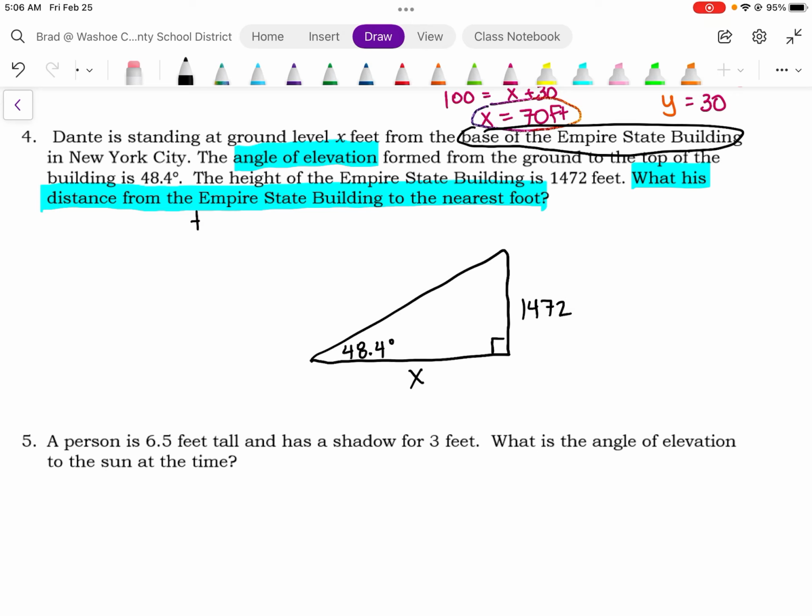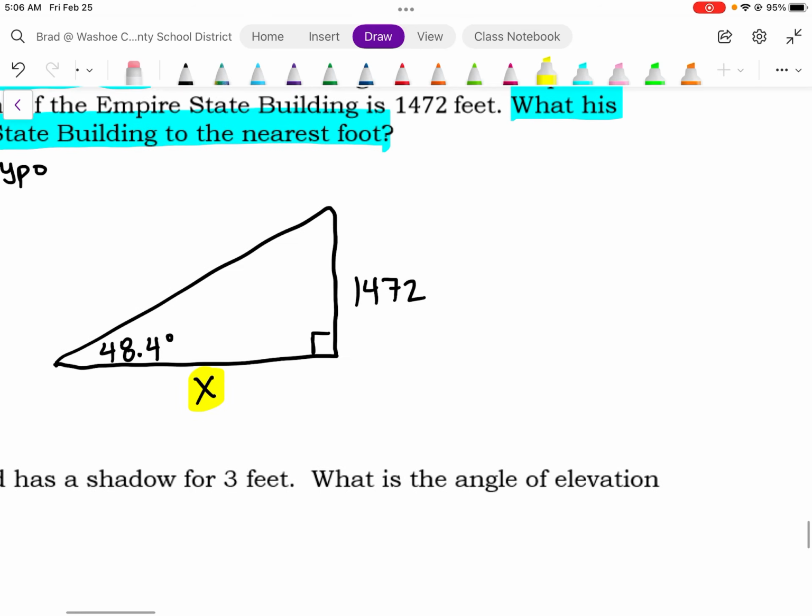Now, it doesn't say the top, because if it was the top, then I would think I would need to find the hypotenuse. But since it's saying to the nearest foot on the base, and I already have this x feet right here, I'm really thinking I'm going to solve for x again, which, surprise, surprise, means tangent. So hopefully you know that the tangent of some theta over 1 is going to be the opposite over the adjacent.